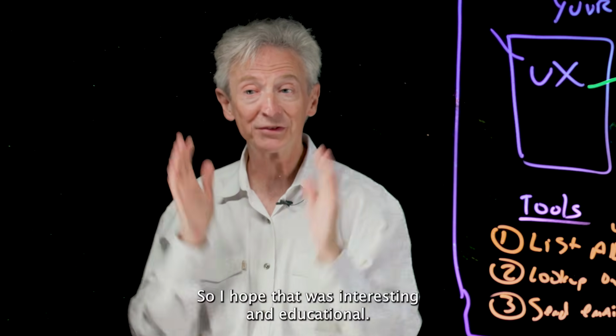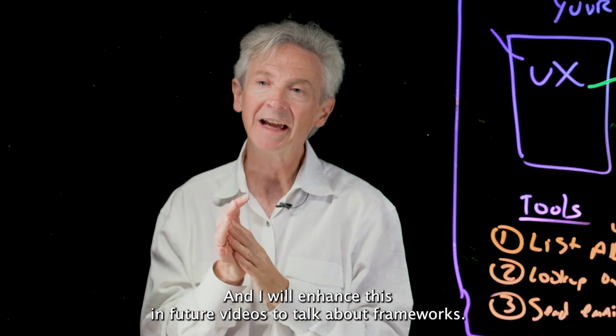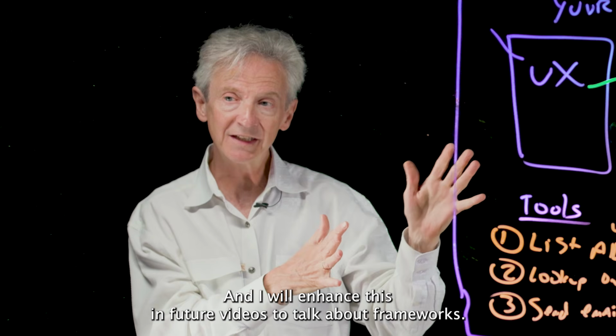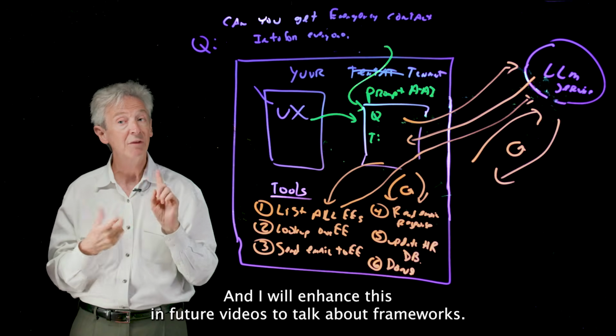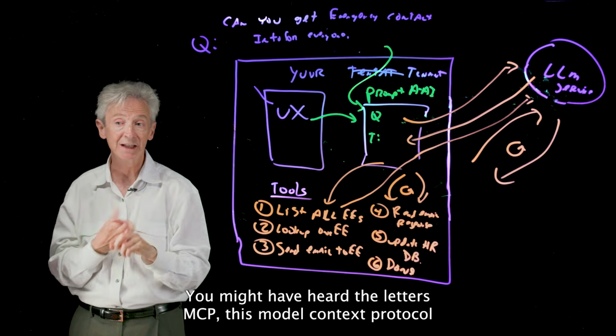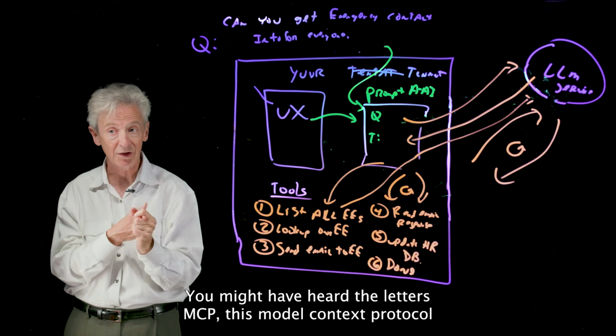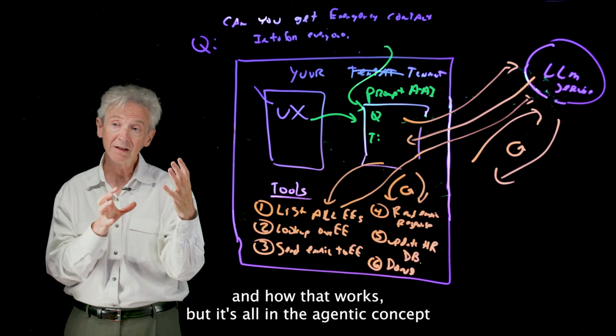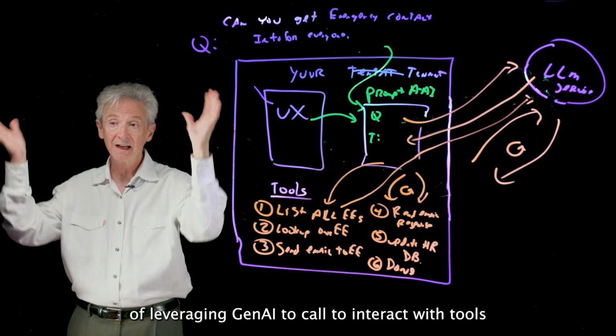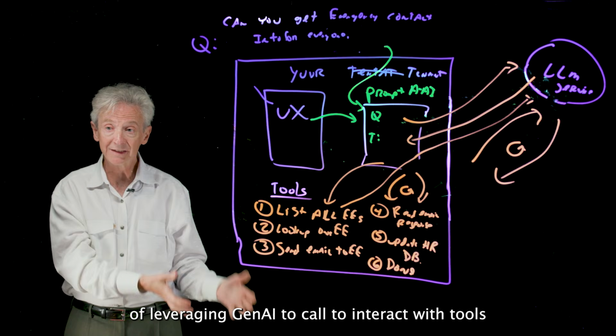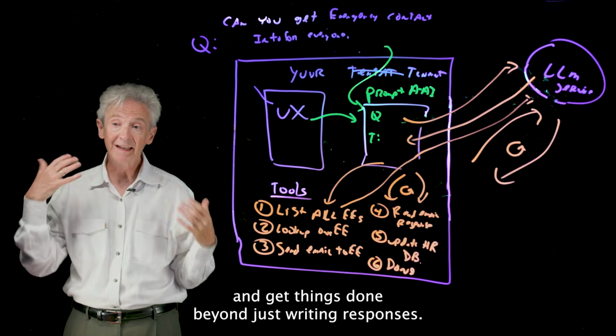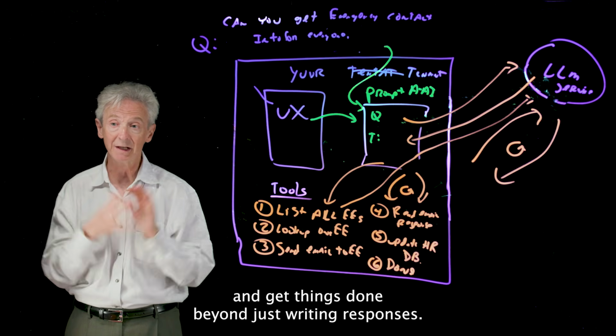So I hope that was interesting and educational, and I will enhance this in future videos to talk about frameworks. You might have heard the letters MCP, the Model Context Protocol, and how that works, but it's all in the agentic concept of leveraging GenAI to interact with tools and get things done beyond just writing responses.